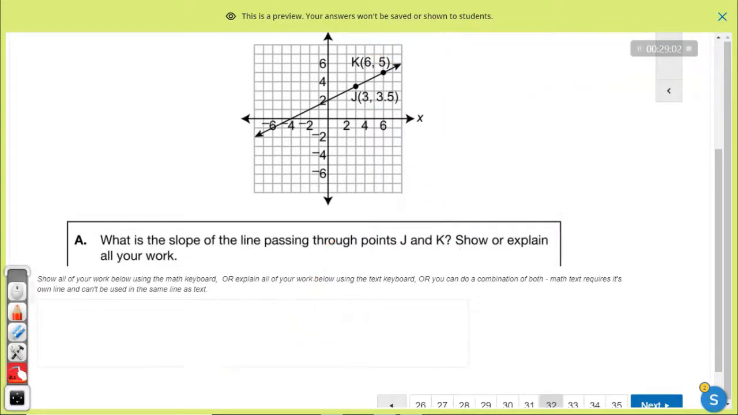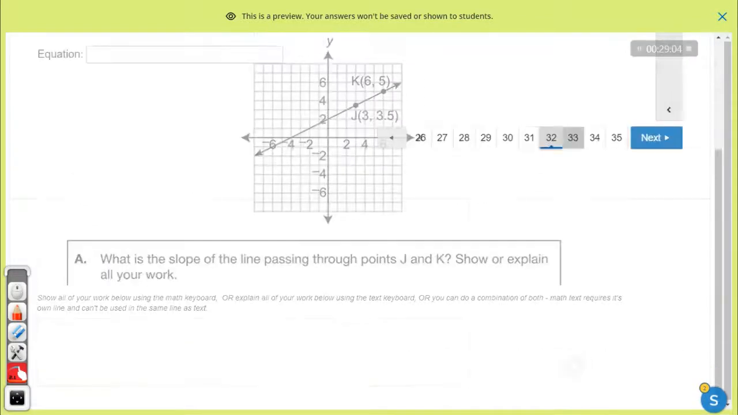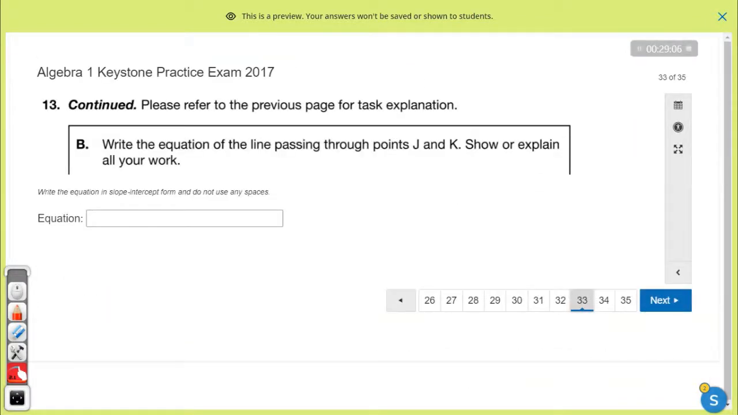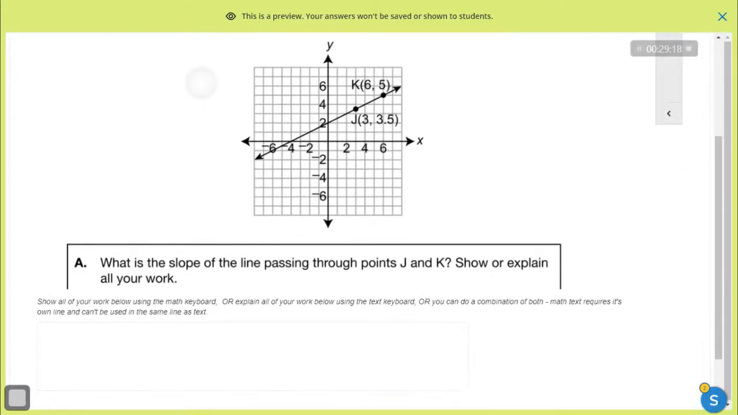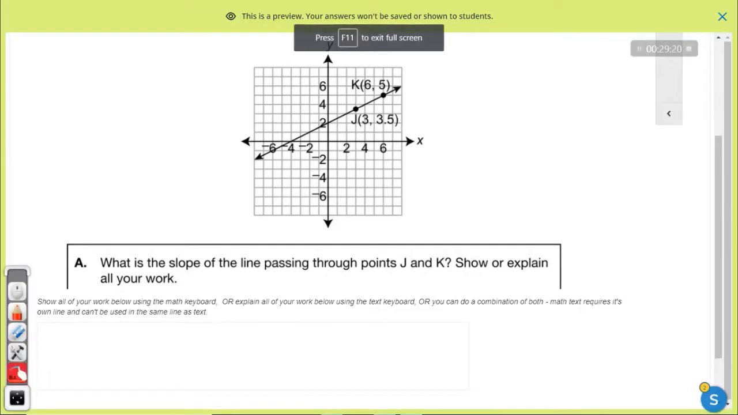Let's take a look at the next piece of this. The next piece, continued: B. Write the equation of the line passing through the points J and K. Show or explain all your work. I'm going to go back to the previous picture just to continue with that. So we're going to write my equation now so we can see what's going on here.